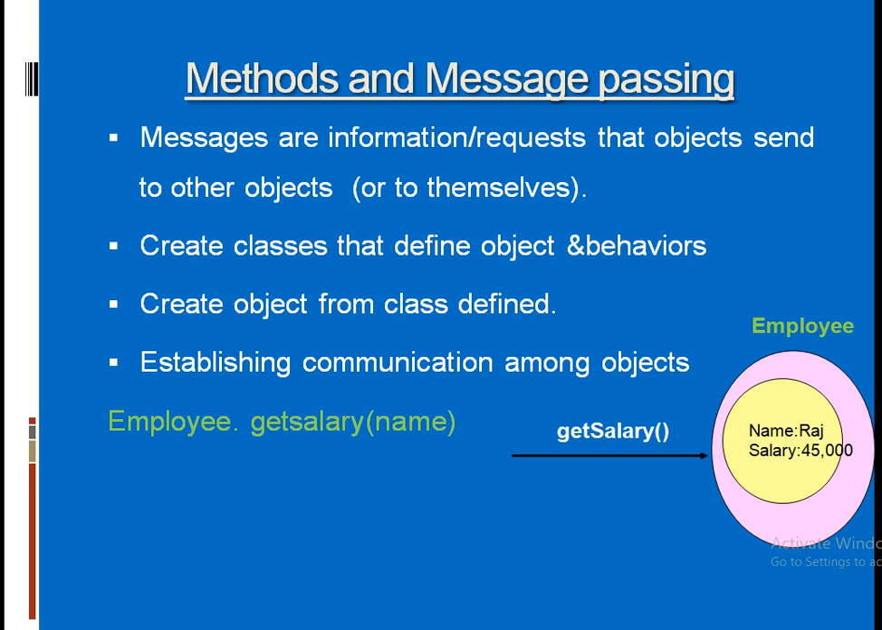And the last one is methods and message passing. Messages, information or requests are what objects send to other objects. Also it creates classes that define objects and their behaviors, creates objects from the class definition and establishes communication among objects. With the help of the dot operator we are able to call the functions.